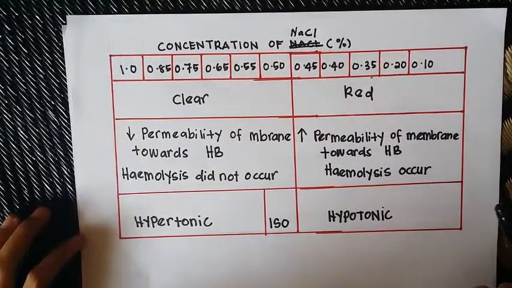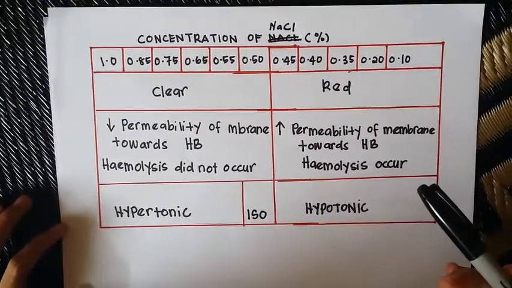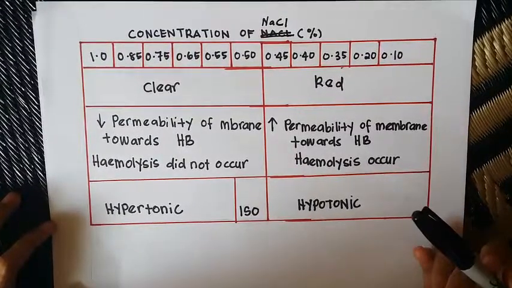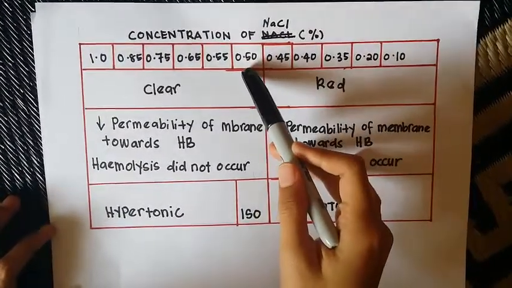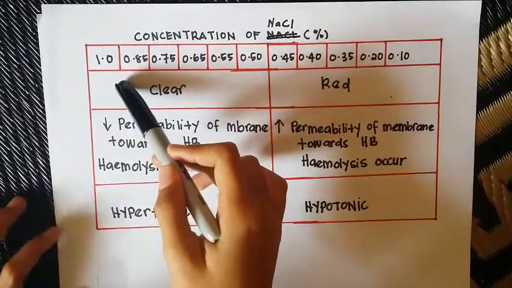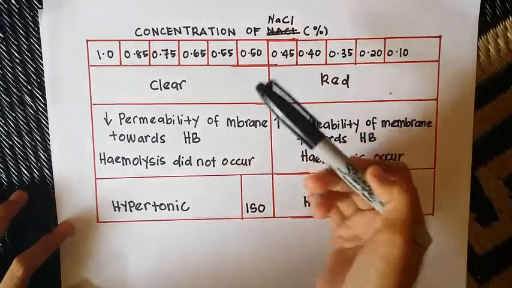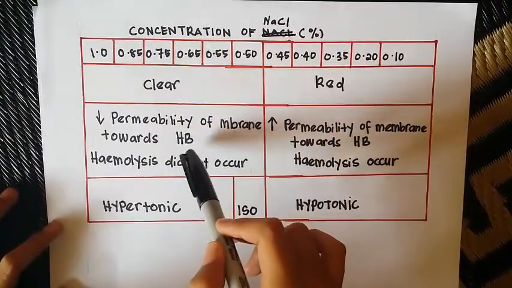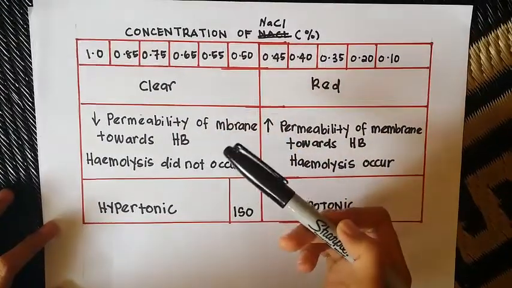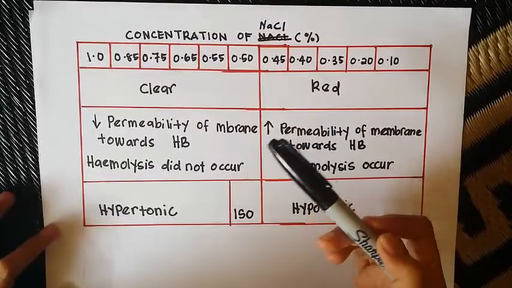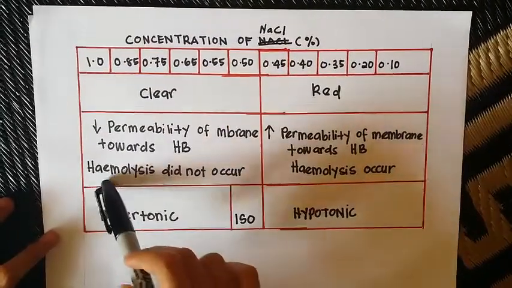In experiment A2, the color in hypotonic solution, which is sodium chloride with concentration from 0.5% to 1.0%, is clear. This is due to the low permeability of membranes towards hemoglobin. The hemoglobin cannot move out from the cell because the force is not enough. Therefore, hemolysis did not occur.